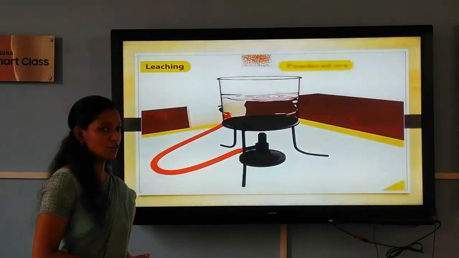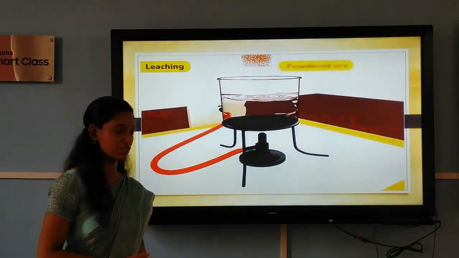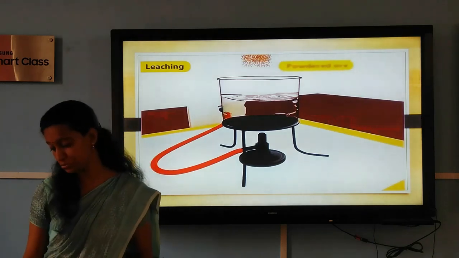Now once the process of concentration is done, the next process involves extraction of the metal from the concentrate. For this we have to convert it into the oxide form.